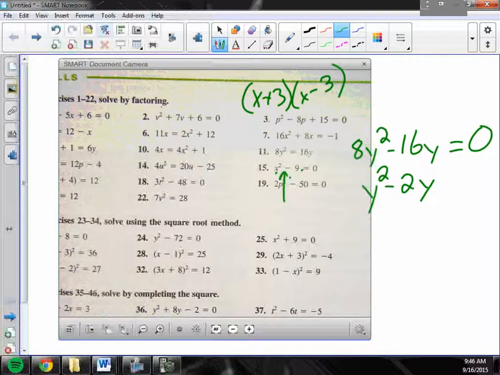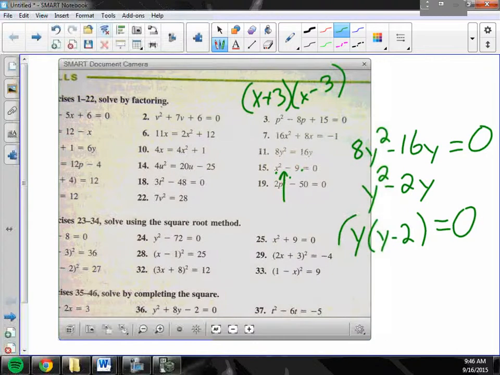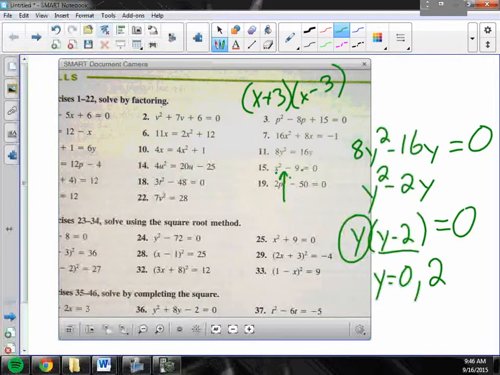Do these two terms have anything in common? A y. So I pull out a y. What's left? Y minus 2. So now I can set this equal to 0, and I get 0, and set this equal to 0, and I get 2. Which makes sense.